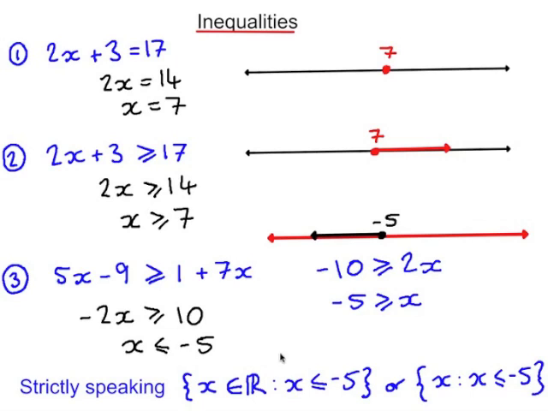Now, strictly speaking, we should write our solution using set notation. So notice the curly brackets. x is an element of the set of real numbers such that x is less than or equal to -5.